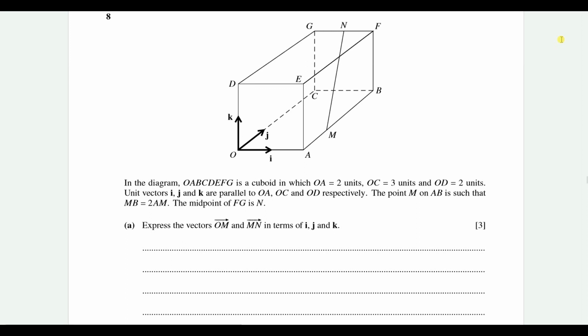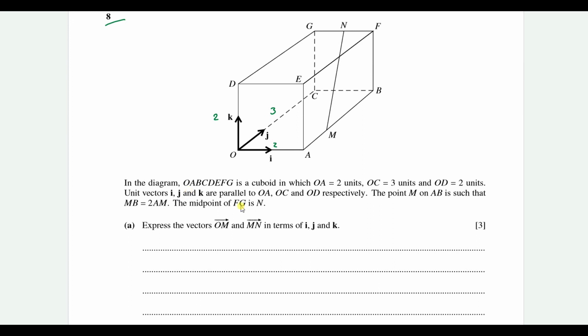Question number 8. In the diagram, OABCDEFG is a cuboid, as we can see, in which OA is 2 units, OC is 3 units, and OD is 2 units. And unit vectors I, J, K are parallel to OA, OC and OD respectively.